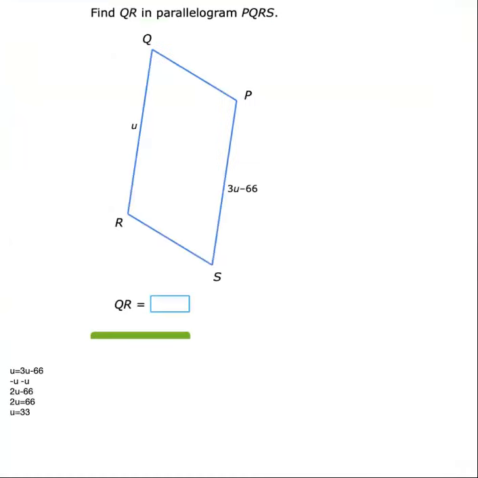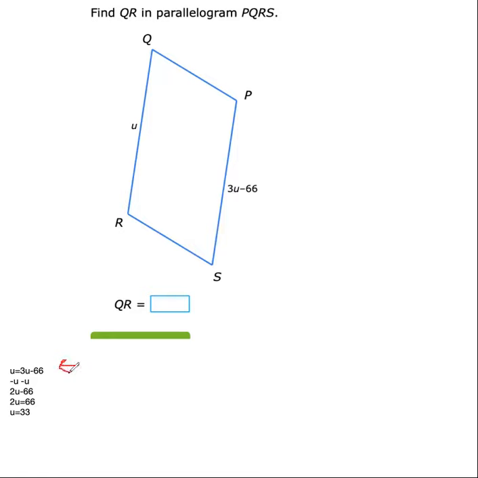Okay, so the problems we're going to look at are something like this. Find QR in the parallelogram PQRS. We're going to have to solve for U, and depending on that we'll find the side. QR is actually just going to be U. In this case down here, you can just follow my steps.